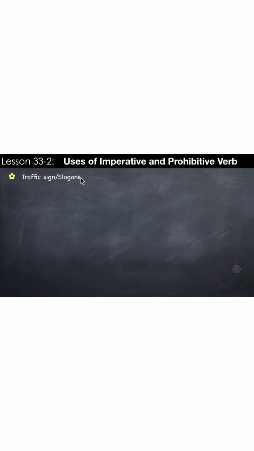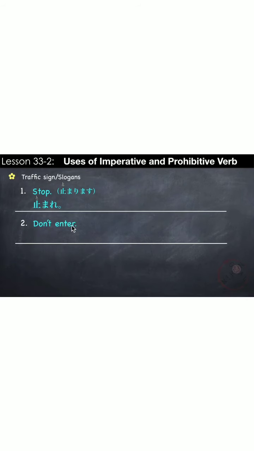And lastly, this can also be found when you read traffic signs or slogans. For example, the word stop, which you will often see written on the road. So the verb is 止まります. So we will see this word 止まれ. And another example is don't enter, which is 入ります or enter. We say 入るな because it's a prohibitive verb. 入るな.